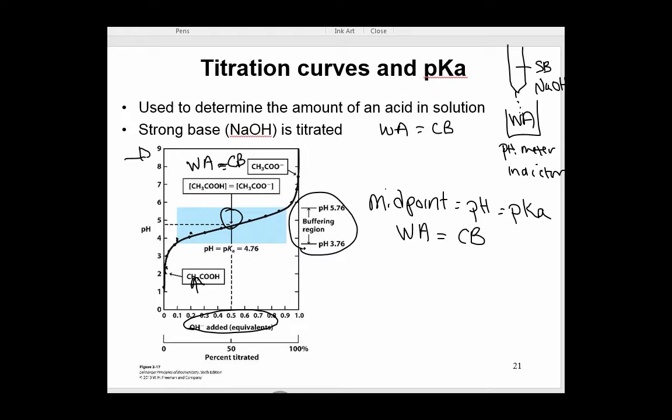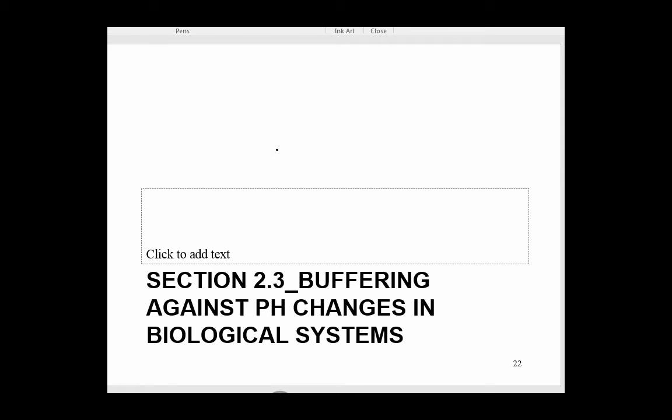If we continue to add base, our pH will eventually increase and we'll be left with fully conjugated base, and the equilibrium will be shifted all the way to the products. So this is extremely important to know, because it's going to play a role in buffering against pH changes in biological systems. This understanding of titration curves is important to understanding biological buffers.